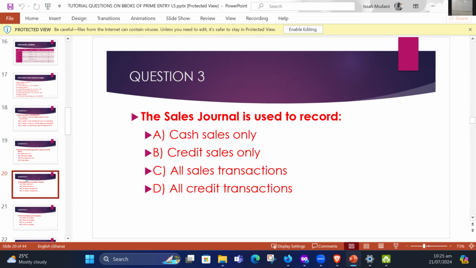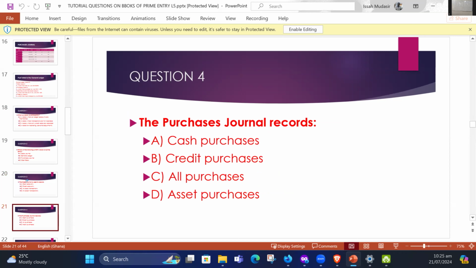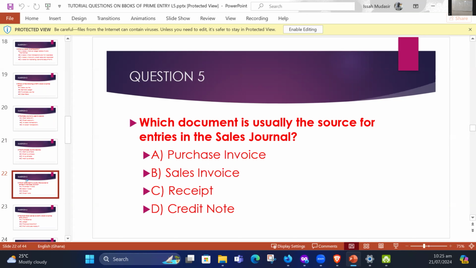Next, the sales journal is used to record. Your time starts now. Time up. Question 4. The purchases journal records. Your time starts now. Time up. Next question. Which document is usually the source for entries in the sales journal? Your time starts now.